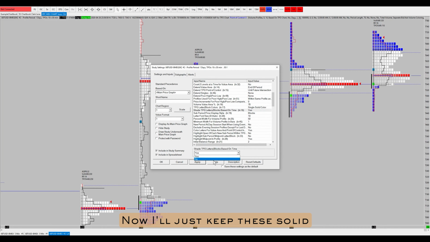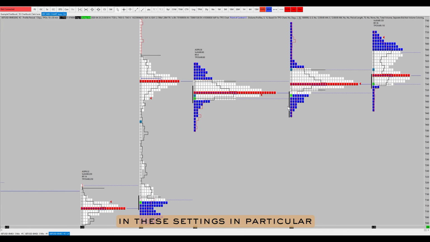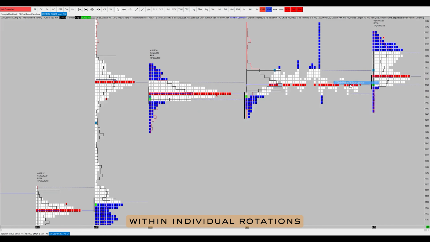Now, I'll just keep these solid because sometimes depending on your contrast settings or your color settings, it might be hard to distinguish. And for the sake of all of our modules and for the sake of our course, we've always just opened these up regardless. So we're not just going to be looking at this compressed, we're going to make sure that we understand it as it's opened up. So that's what we're looking at within individual rotations.